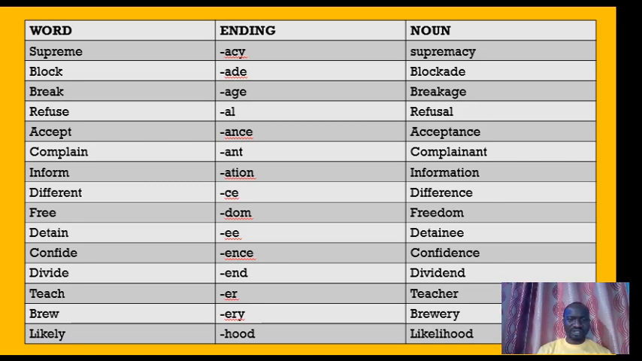CE, added to different, making difference. DOM, added to free, making freedom. EE, added to detain, is detainee. ENCE, added to confident, making confidence. END, added to divide, we have dividend. ER, added to teach, making teacher. ERY, added to brew, making brewery. HOOD, added to likely, we have likelihood. So all these endings, which are referred to as suffixes, when we add them to a verb, a noun, or an adjective, turn such words into nouns. So looking at such words and others, you can easily tell that these words are nouns.